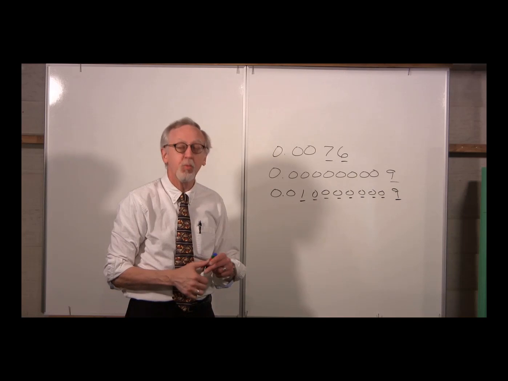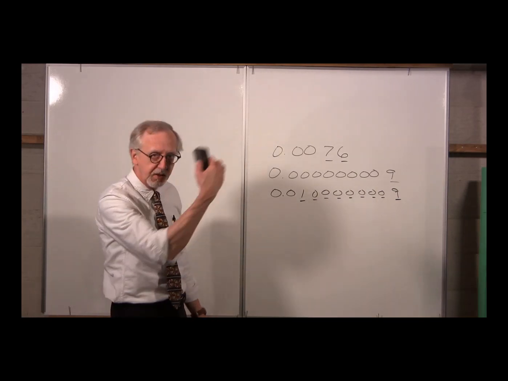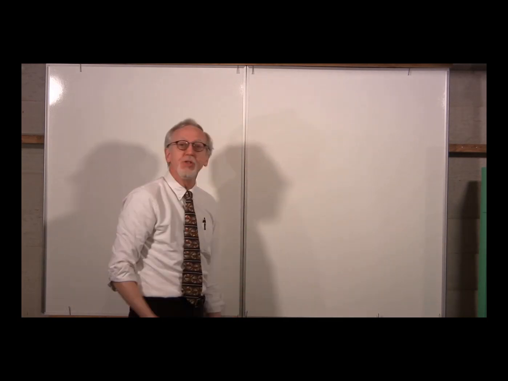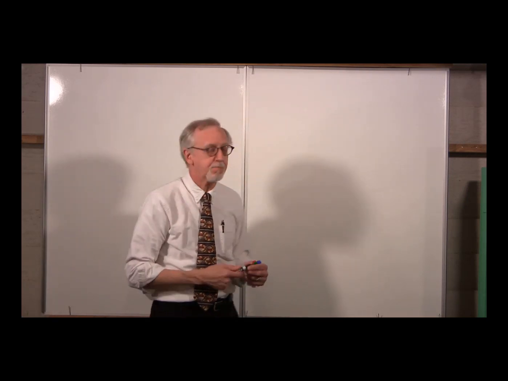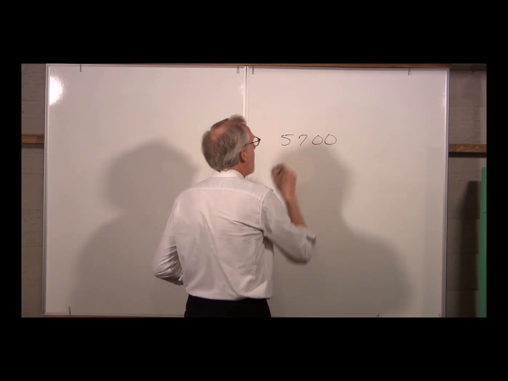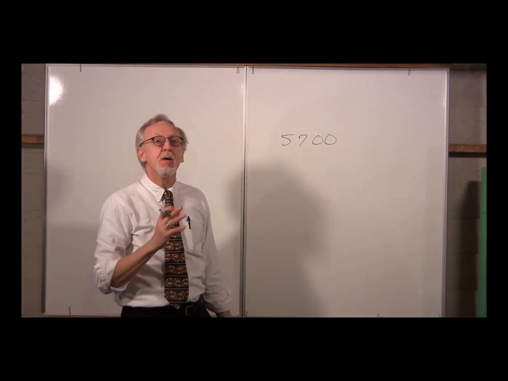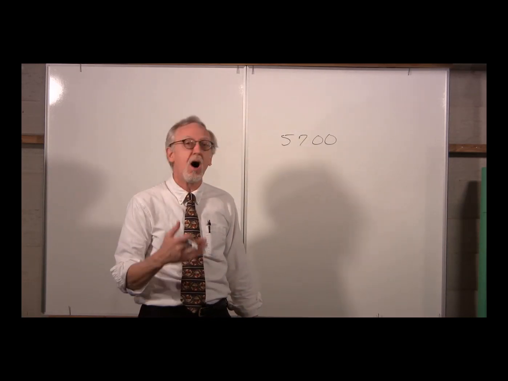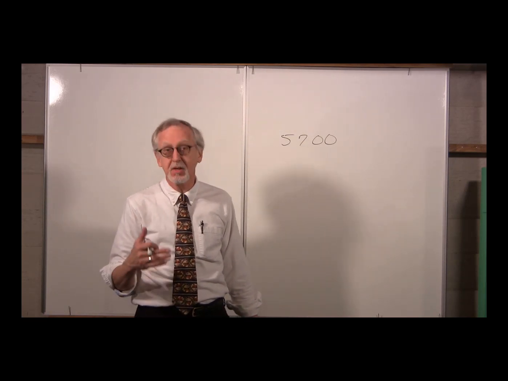Okay, so we've got rule 1, sandwiched zeros. Rule 2, zeros to the left of all of the non-zero digits. What about zeros to the right of the non-zero digits? Now this one is a little bit tricky. 5, 7, 0, 0. Are those zeros significant or not? Zeros to the right of the non-zero digits are significant only if there is a decimal point present.